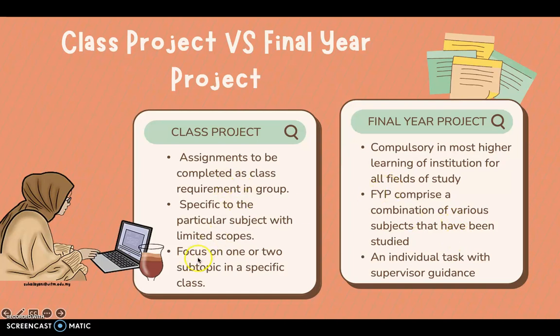The class project usually focuses on one or two subtopics in a specific class, while a final year project is compulsory in a higher institution for all fields of study, which means you are not focusing on one or two subtopics. It's a combination of all that you have learned throughout the degree program, from the database, from the HCI, from the front end, from the back end, from the coding, and also from the interface development.